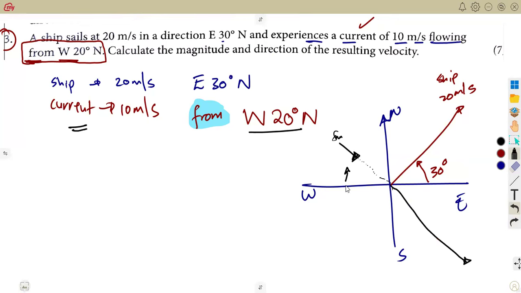So in between west and going to the north, from west going to the north, the angle there was what? 20 degrees. So using, guys, our vertically opposite angles, you can see that this angle is also going to be 20 degrees here. So that is it, guys. So this is our current, 10 meters per second. This is the condition when it is from.